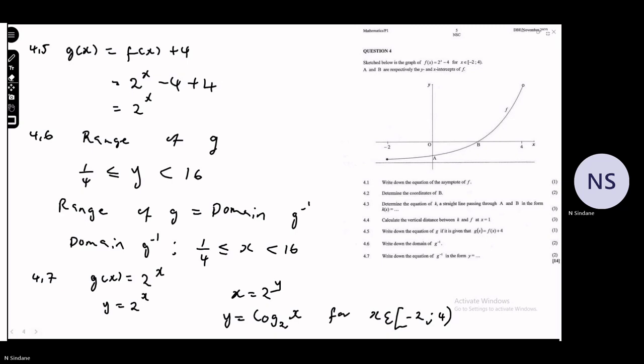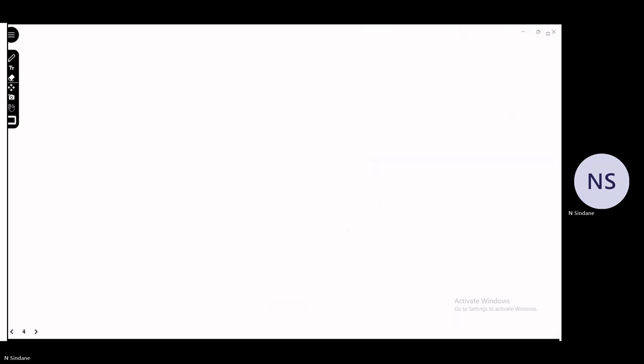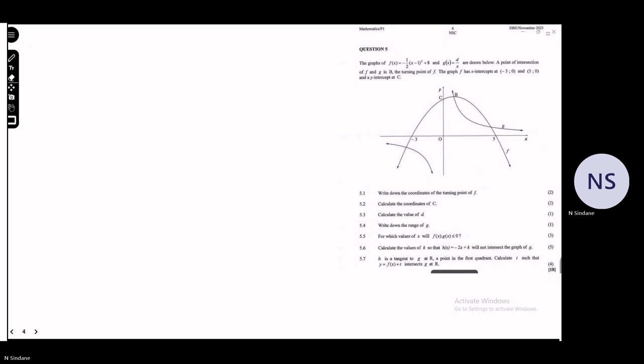Next question, question 5. The graph of f of x is -1/2 into (x minus 1) squared, plus 8, and g of x is d over x, are drawn below. So you can see that we have a parabola and a hyperbola, right? So g represents a hyperbola and f represents a parabola. A point of intersection of f and g is B, the turning point of f. So they intersect at the turning point, right?